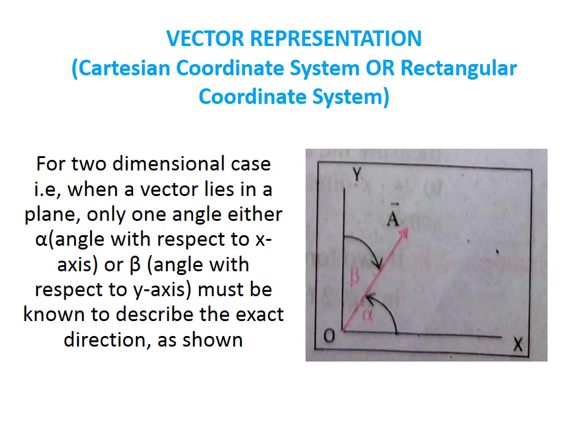For two-dimensional cases, that is when a vector lies in a plane, only one angle, either alpha, the angle with respect to x-axis, or beta, the angle with respect to y-axis, must be known to describe the exact direction as shown.